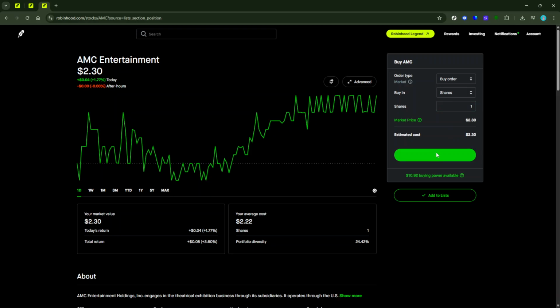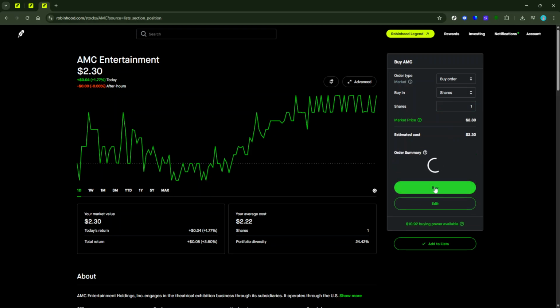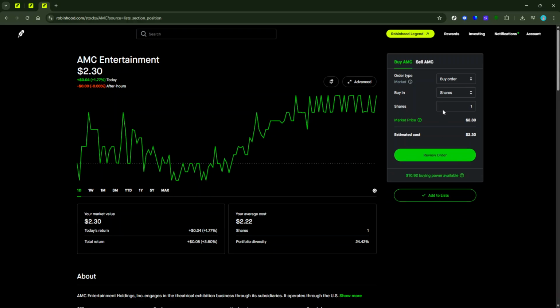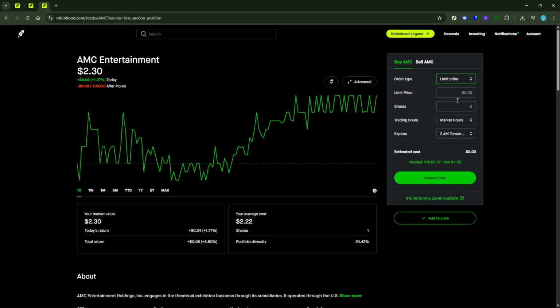When you want a bit more control over the price you get, a limit order can come in handy. To place a limit order, select Limit under Order Type. Now, instead of rushing to fill your order at the current price, you'll enter a limit price. This is the highest price you're willing to pay when buying, or the lowest you'll accept when selling. Type in the number of shares for the trade.